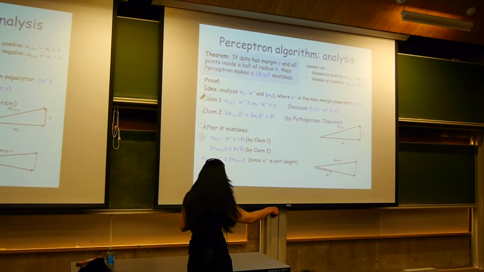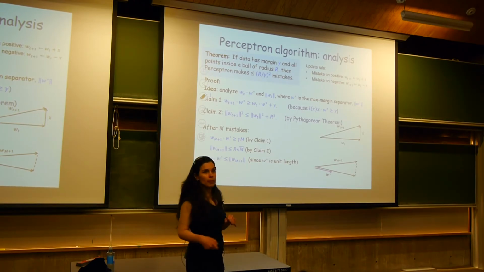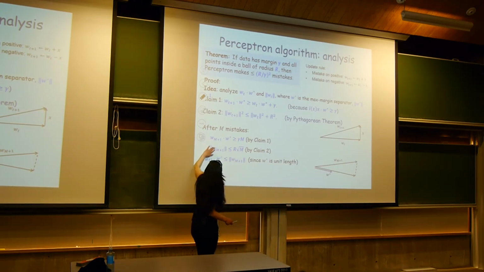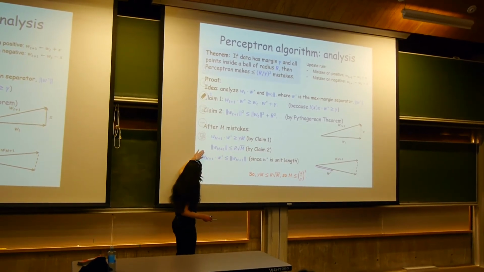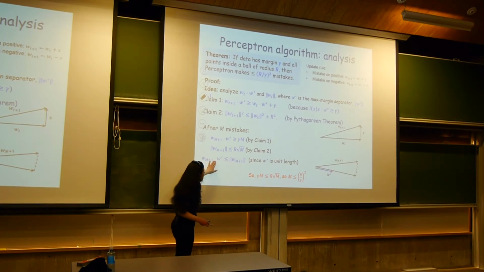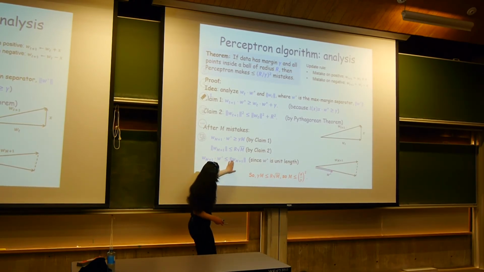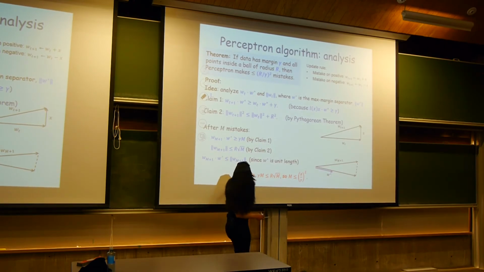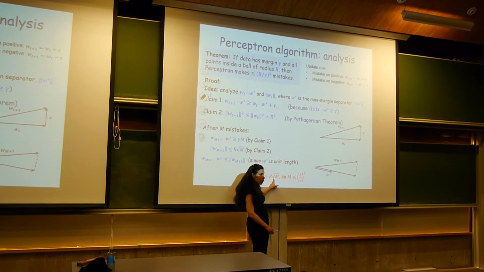So if I project Wn plus 1 onto W star, then this dot product, which is actually the projection of Wn plus 1 onto W star, is upper bounded by the length of Wn plus 1. Okay, and so now using this fact and these two claims, we get that after m mistakes, we have a lower bound on the dot product between Wn plus 1 and W star, which is gamma times m, and we have an upper bound on the length of Wn plus 1. So by piecing these three things together, we get that gamma times m is upper bounded by r times square root of m.